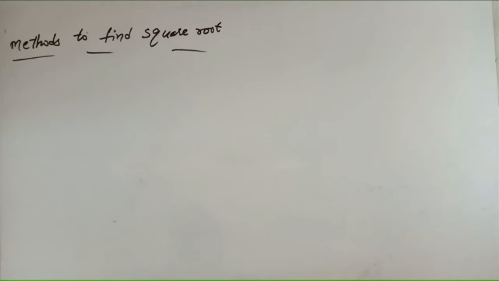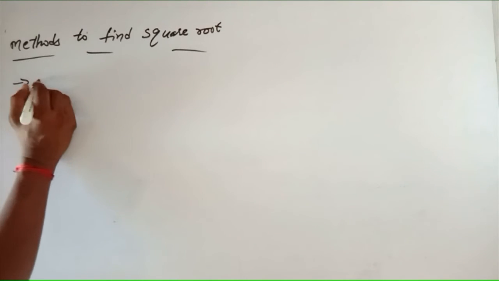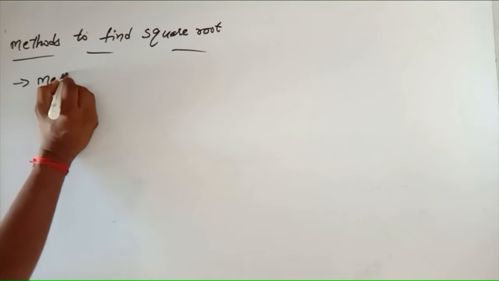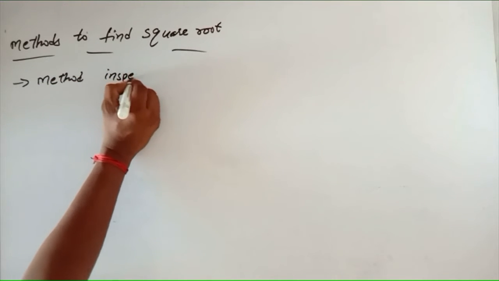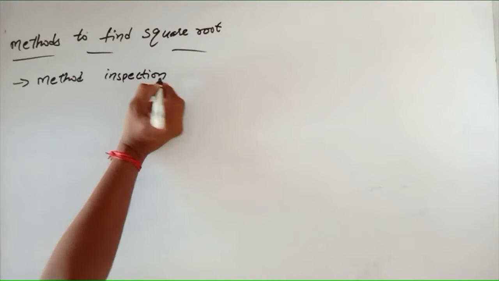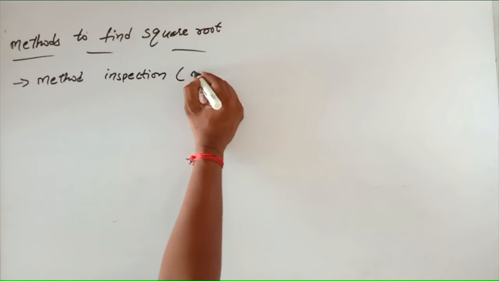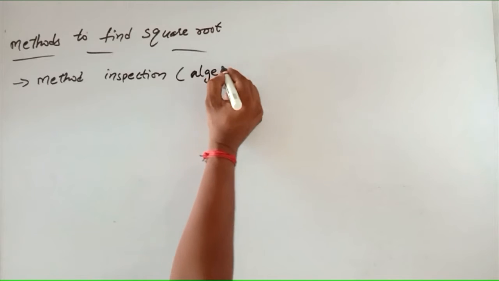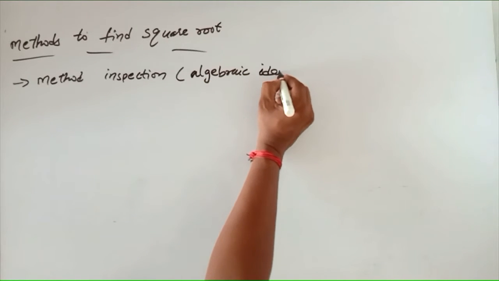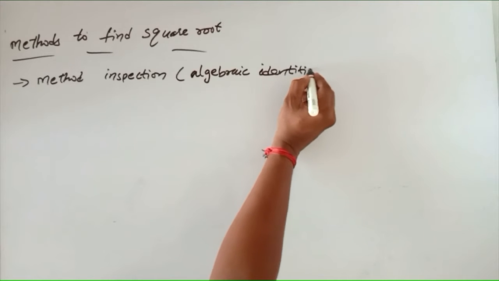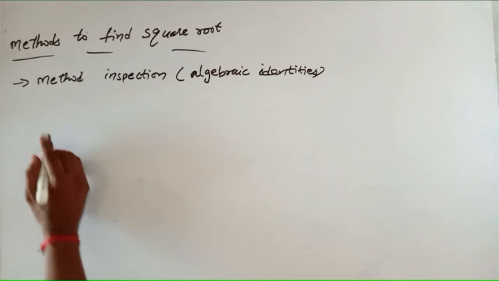Children, the next topic is methods to find square root. There are 4 methods to find square roots. The first method is the method of inspection, that means using algebraic identities. By using algebraic identities, we are going to find the square root of the given polynomial or given expression.